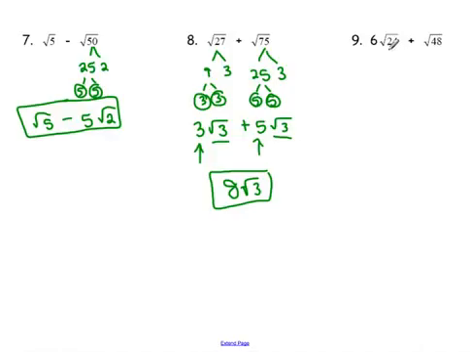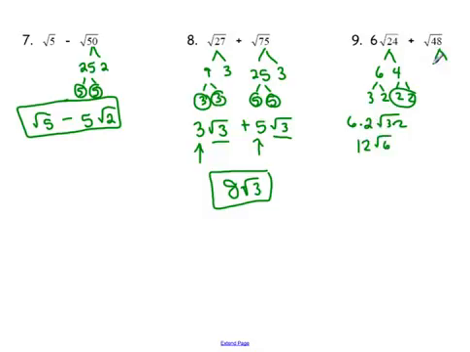I'll break this down. 24 could be 6 and 4. 6 is 3 times 2. 4 is 2 times 2. I notice there's a pair of 2s, so I'll have the 6 times 2 outside with a 3 times 2 on the inside. It gives me 12 times the square root of 6.